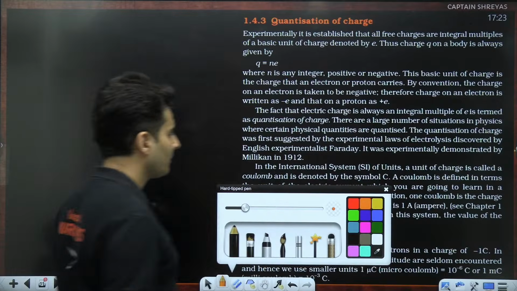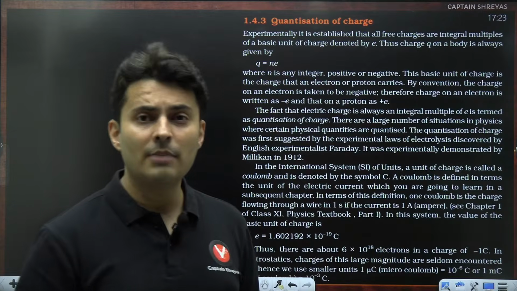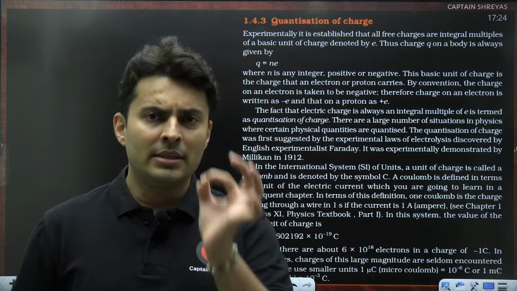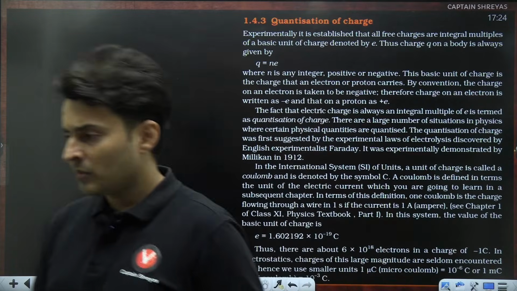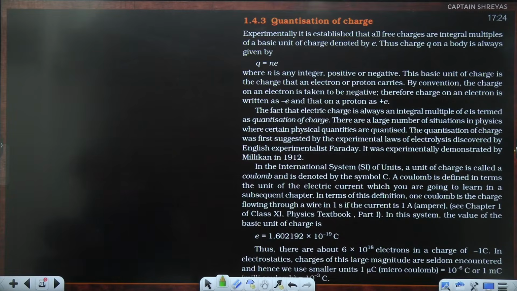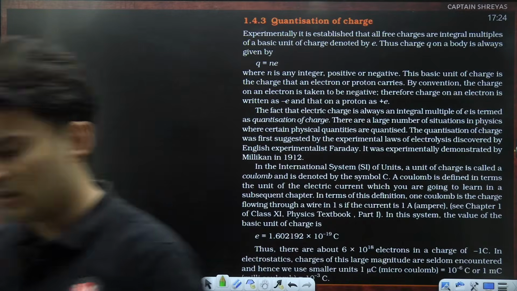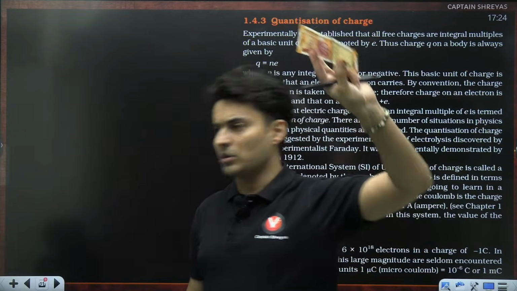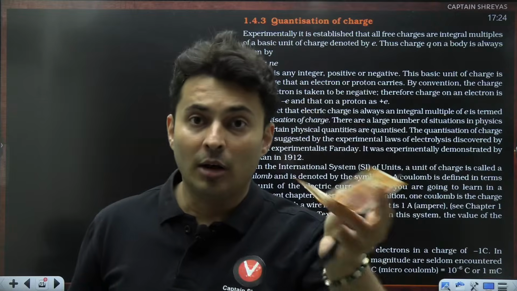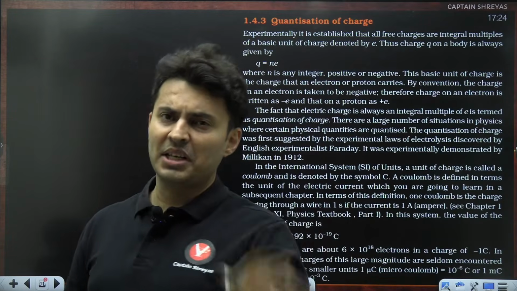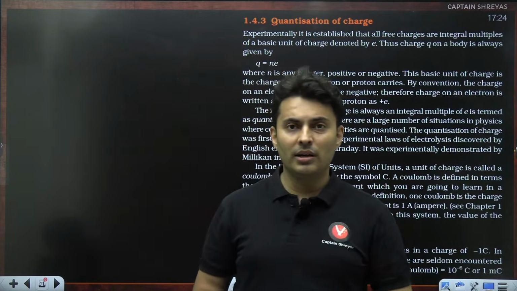Quantization of charge says that every charge is an integral multiple of some basic charge, and that basic charge is the smallest charge possible. You cannot go beyond it. Just imagine, for example, I tell you, in this world, Shreyas Sir says you can only have 200 rupee notes. So a person can have 400 rupees because he can have two 200 rupee notes, can have 1000 rupees, can have basically five 200 rupee notes.